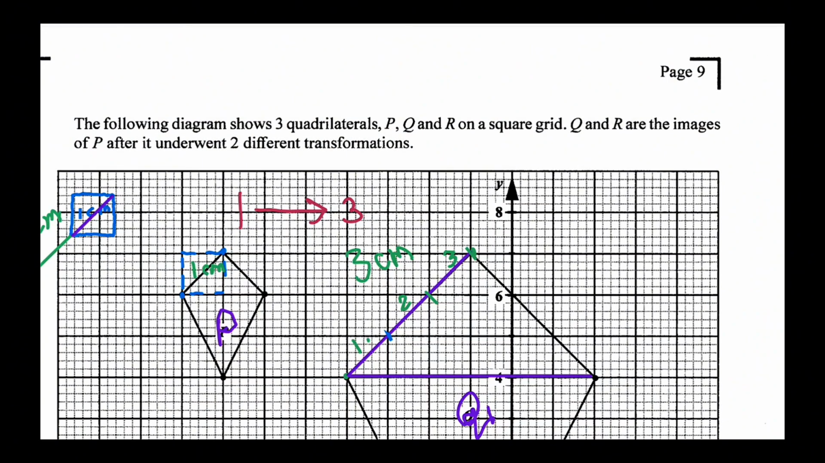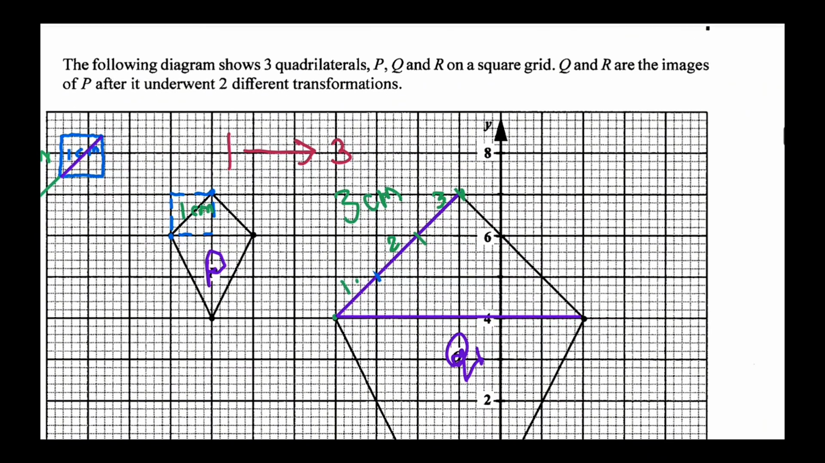The following diagram shows 3 quadrilaterals P, Q and R on a square grid, where Q and R are the images of P after it underwent 2 different transformations. So P is original, right? And Q is what it then transformed into after something would have happened to it. And it went from 1 centimeter to 3 centimeters.